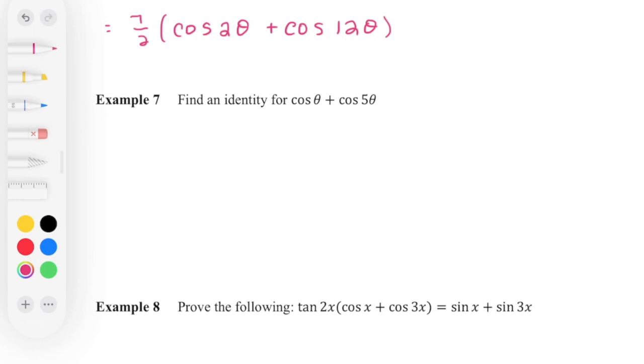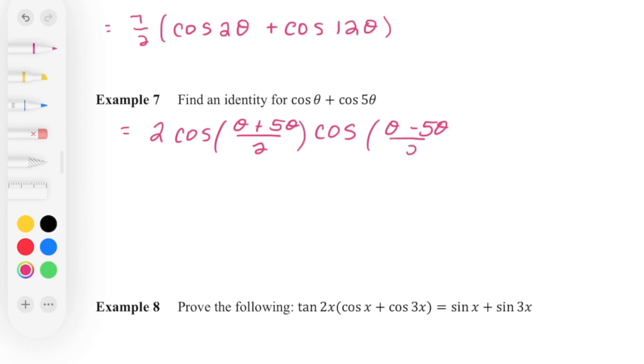We have cosine of theta plus cosine of 5 theta. So we're going to use our sum to product identity. We'll use our third option down when I'm adding 2 cosines together. So 2 times cosine of theta plus 5 theta over 2 times cosine of theta minus 5 theta over 2.